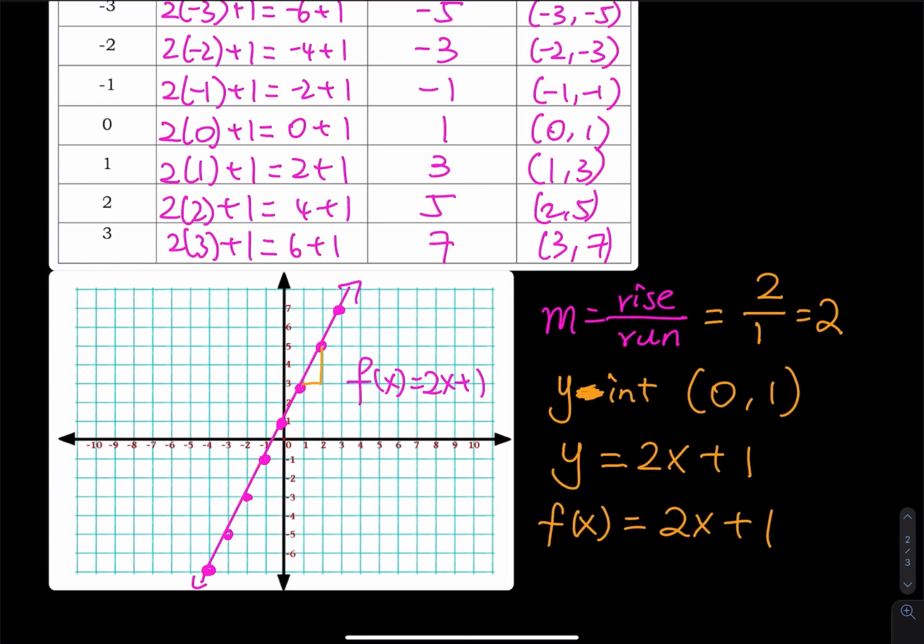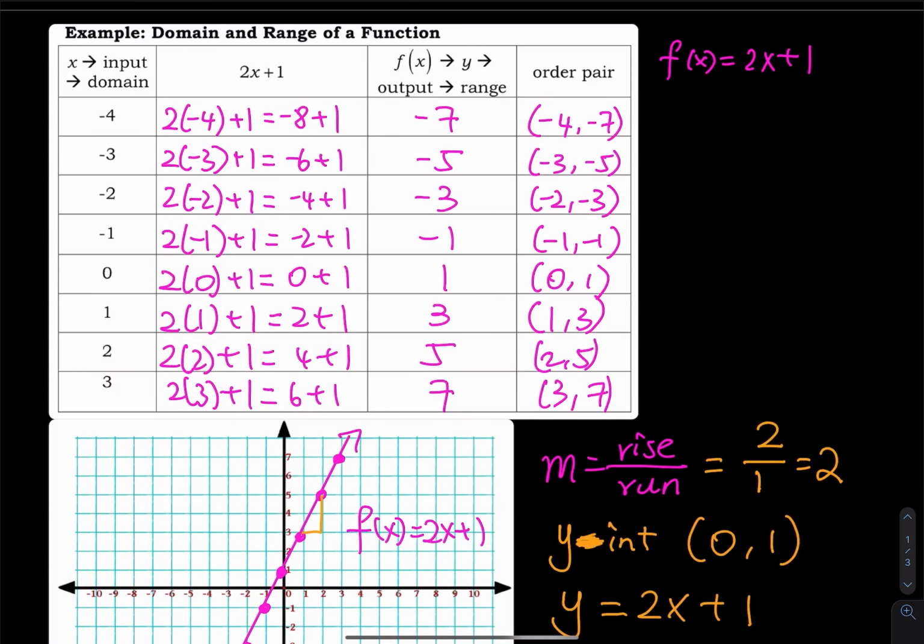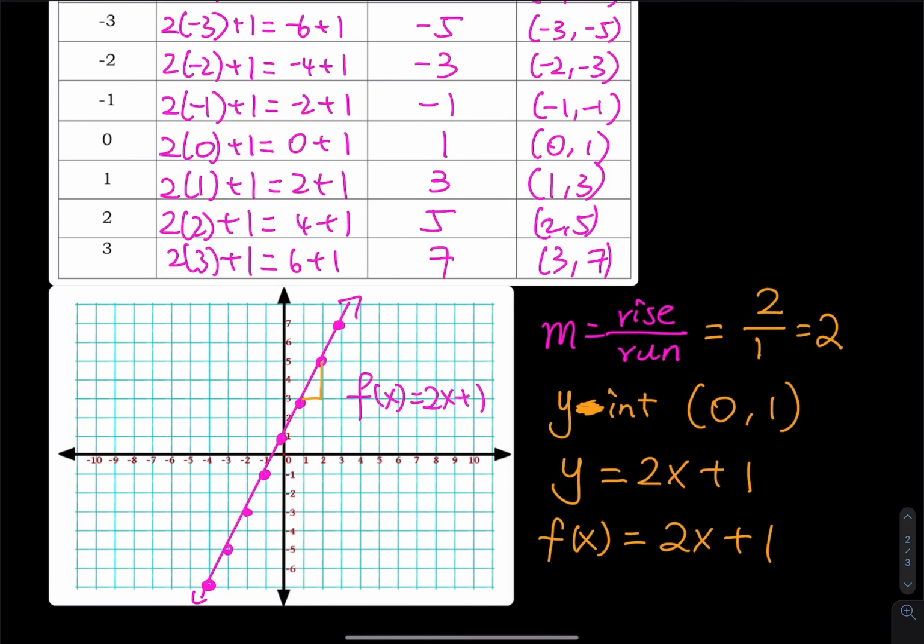Okay, so that is how a function works. Again, x is the input, the domain, and then you input an x into the function. You do the processing, you do the plugging in, perform the math, you get the range, and then the domain, the input and the output, gives you an ordered pair. You plot all the ordered pairs, connect all the points, so you will see the overall pattern of the linear function.